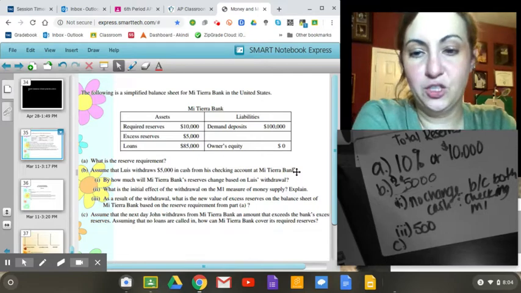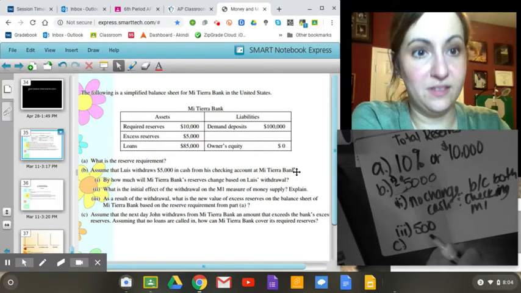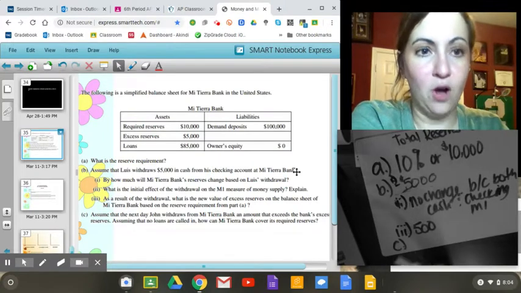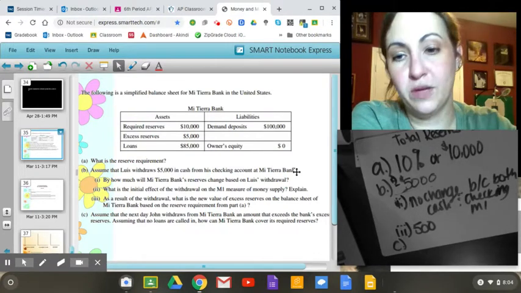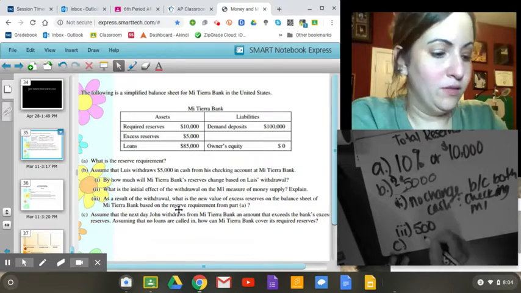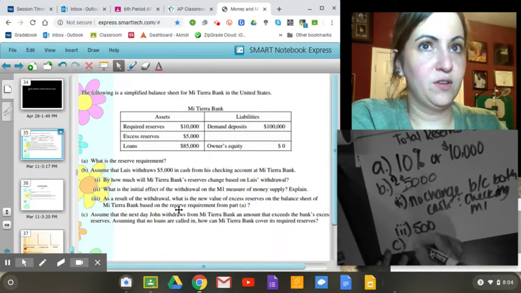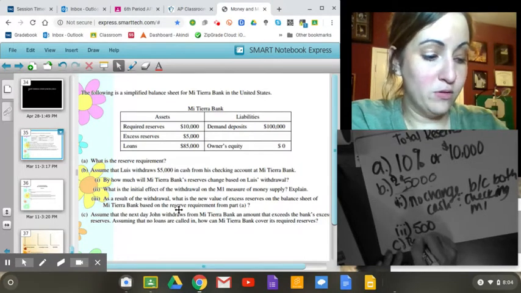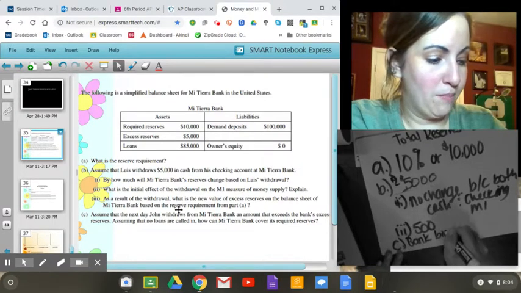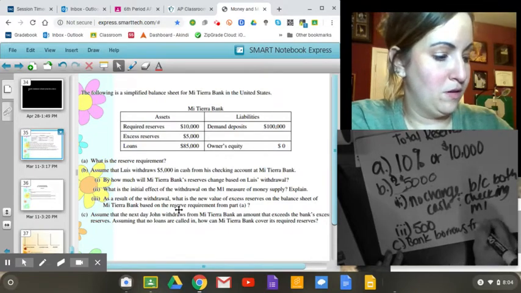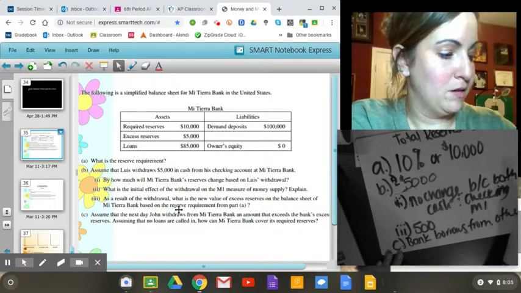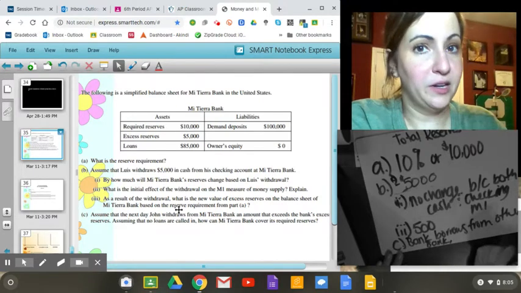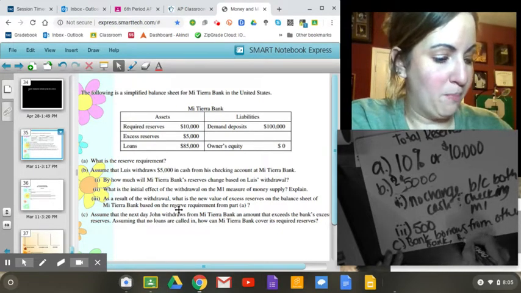The next day, John withdraws an amount that exceeds excess reserves. It exceeds $500. How will this bank call in its excess reserves, assuming that no loans are called in? Well, there's 2 answers here. If someone comes in and tries to take out more money than the bank has, either the bank borrows from other banks, that's one answer. Or, the Federal Reserve is the lender of last resort, or the bank borrows from the Fed.